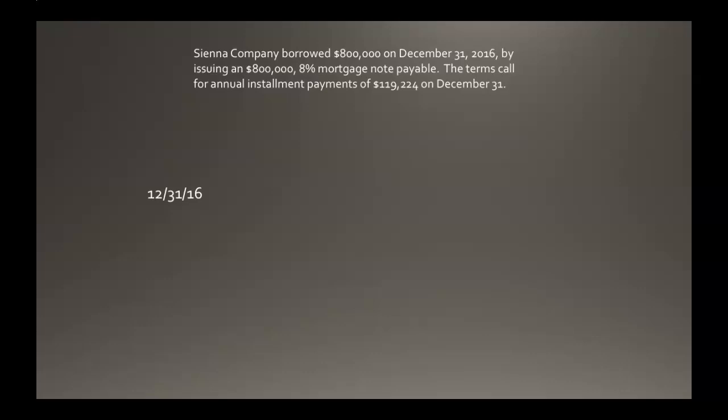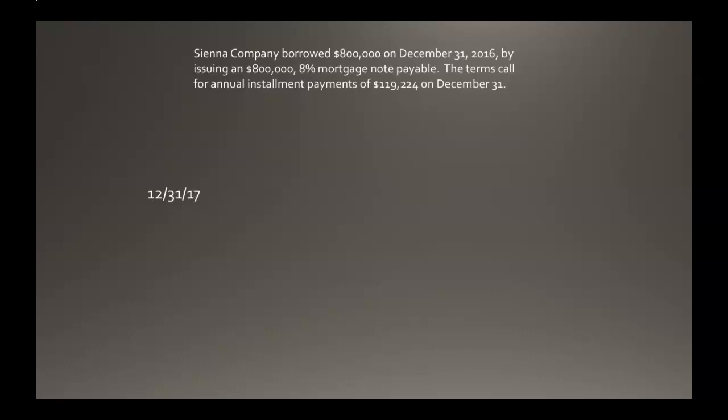So on December 31st of 2016, Sienna Company borrowed $800,000. So they got cash. So we need to debit the cash to show that the company is increasing the amount of cash that they got. And how did they get this cash? By issuing a mortgage note payable. So we credit the account mortgage payable to make that liability go up. And for how much? It's just that $800,000. The 8% will come into play once we deal with the installment payments.